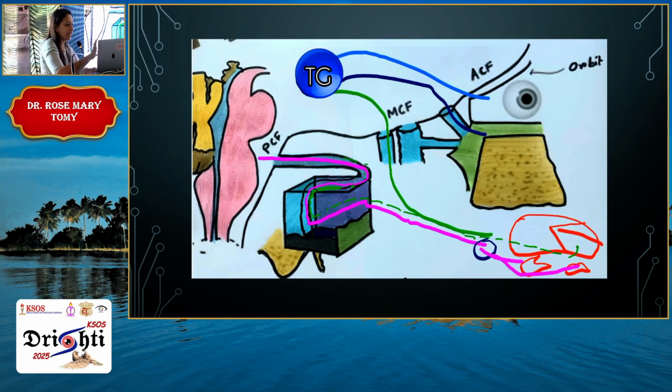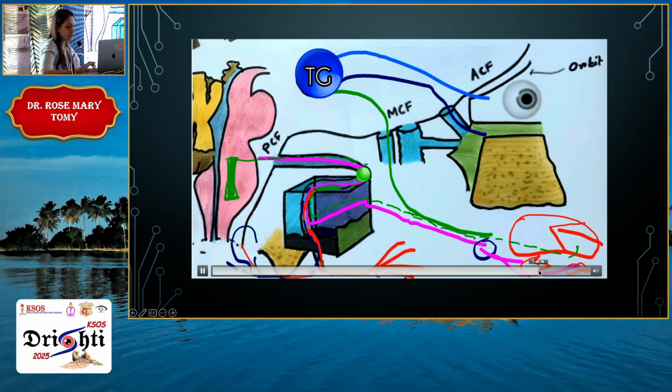Clear? Now the last component will be the general somatic afferent fibers from the ear. From the ear, these general somatic afferent fibers pass along with the posterior auricular nerve, the first branch of the facial nerve proper, and enter into the facial canal. They have cell bodies in the geniculate ganglion, and they project to the spinal nucleus of the trigeminal nerve.